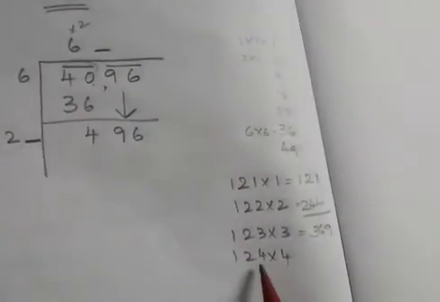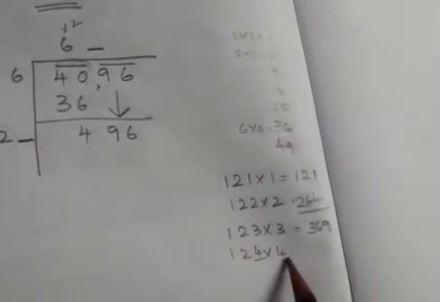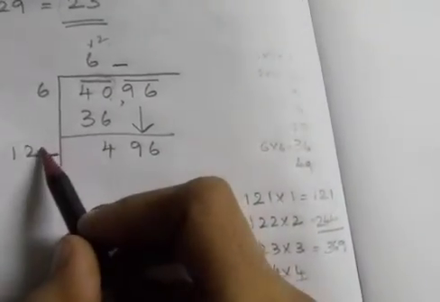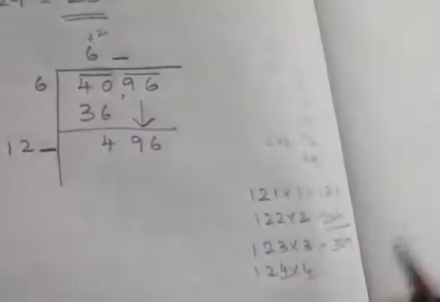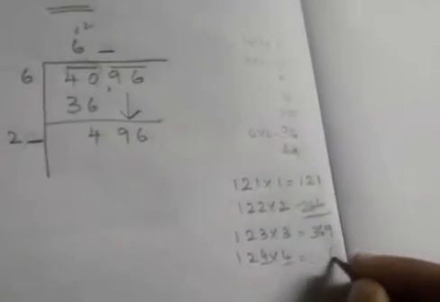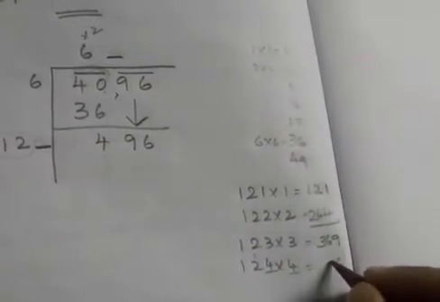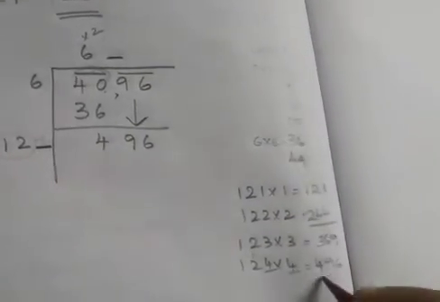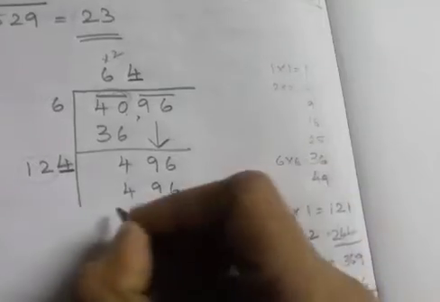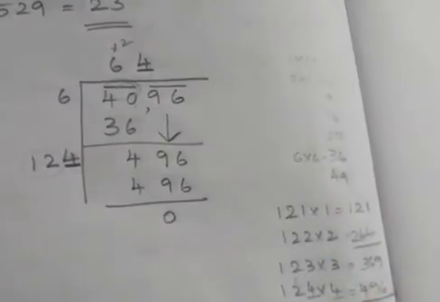Why am I doing the last digit? Whatever digit is coming here, the same digit should come here also, right? If you are using 4 here, here also it should be 4. 4 fours are 16, 4 twos are 8, 9, 4: 496. Yes, we got it. 124 into 4 is 496. So the remainder is 0.